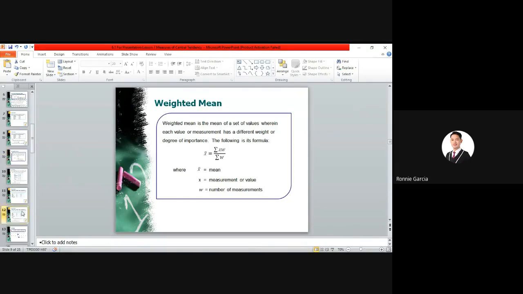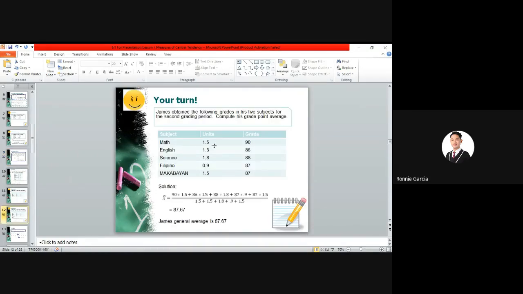So our summation of x times w, for math, we have 90 times 1.5. For English first, we have 86 times 1.5. For science, we have 88 times 1.8. For Filipino, we have 87 times 0.9. And for Makabayan, we have 87 times 1.5.